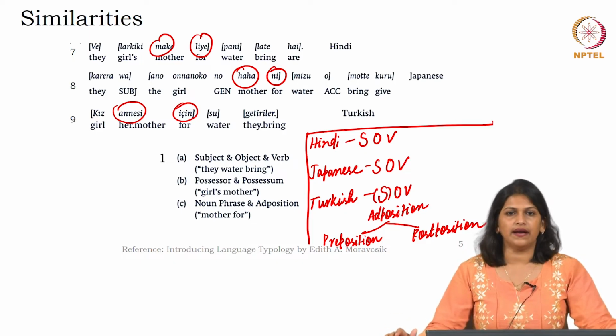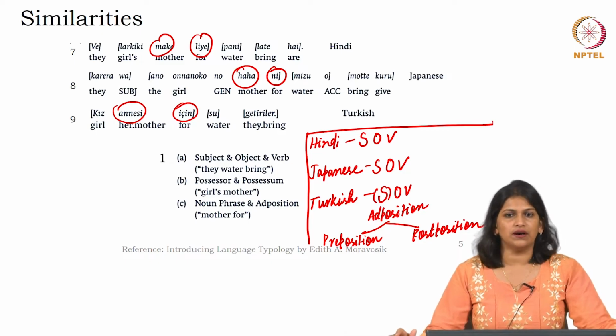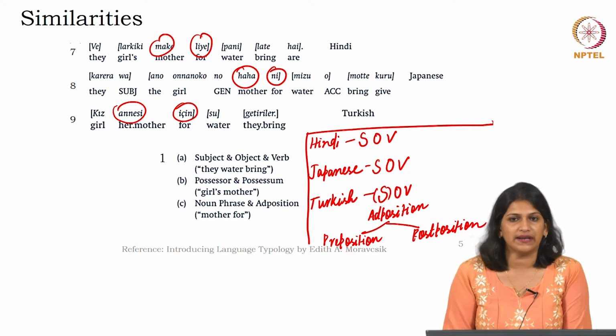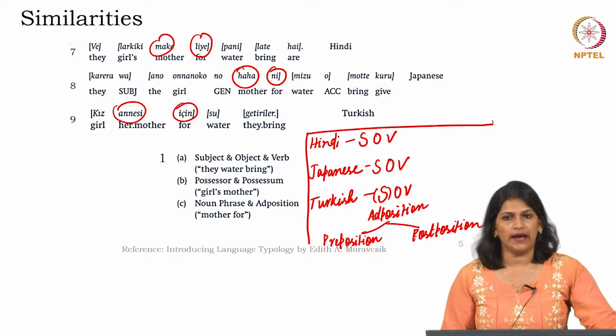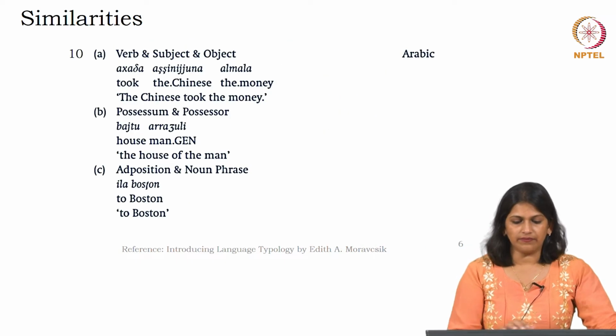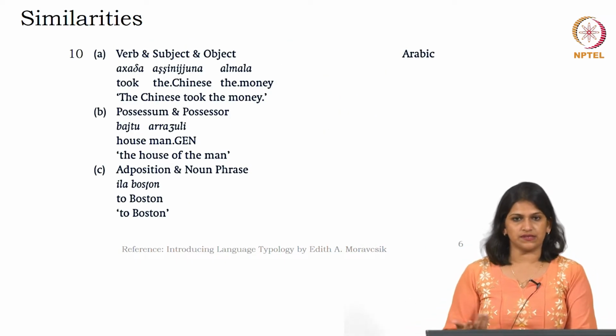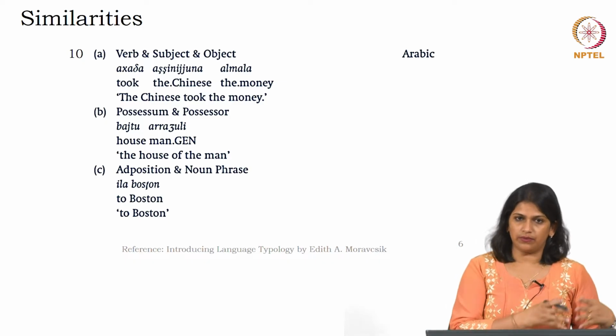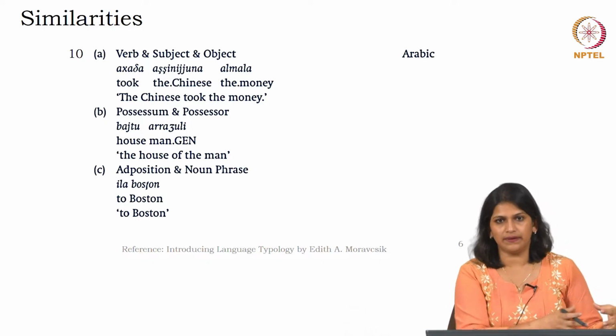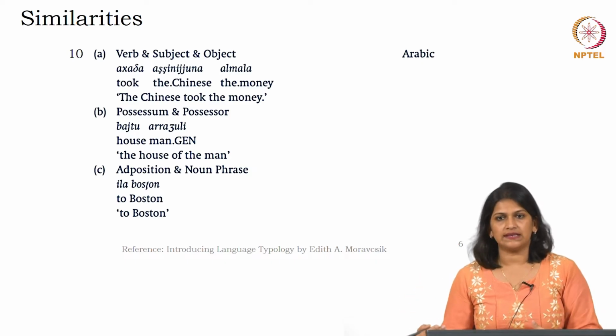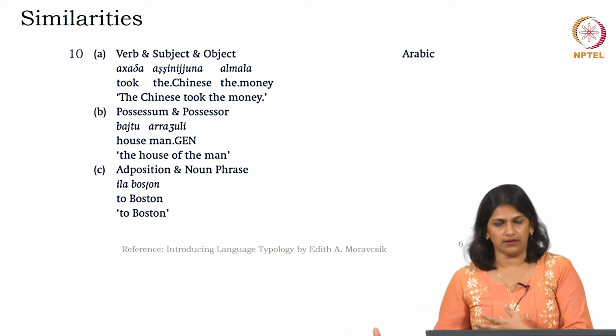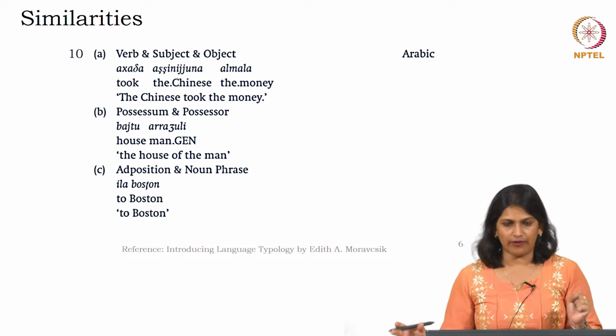On the other hand, we had languages like Arabic and Rapa Nui. These two are also genetically unrelated. I do not think you would find any kind of relation between Rapa Nui and Arabic. However, if you look at the word order and the same possessor-possessum relation, Arabic and Rapa Nui would come under one type, and Hindi, Japanese and Turkish would come under the other type. So, type 1 and type 2.